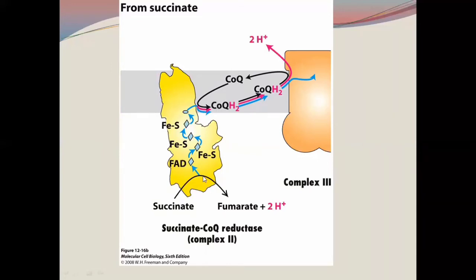Now, as compared to complex 1, when electrons are transported from complex 1 and taken up by the coenzyme Q, the energy that is liberated is used for the pumping of protons. From complex 1, protons are transported to the intermembrane space, but in the case of complex 2, no protons are transported. Complex 2 does not transport protons from the matrix to the intermembrane space. No protons are transferred in the case of complex 2.